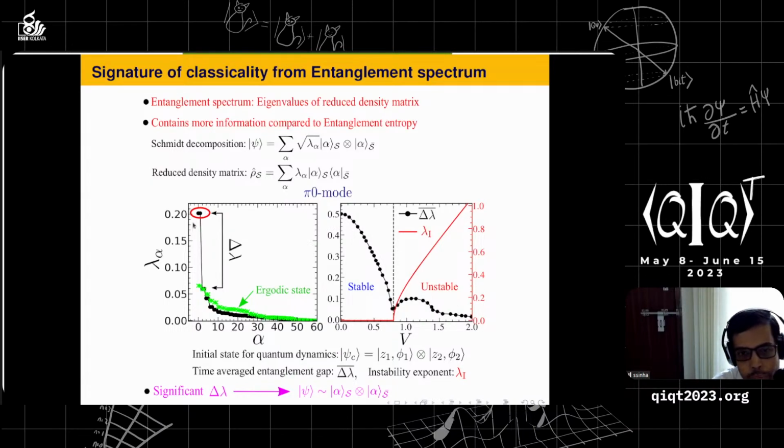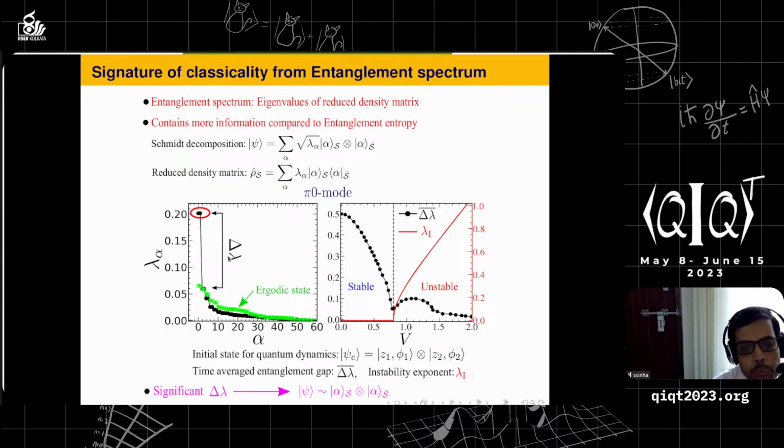We find that this entanglement spectrum can be separated into two parts. A few eigenvectors have a very large eigenvalue, whereas the others form a long tail in the entanglement spectrum. This long tail somewhat resembles the ergodic states, whose entanglement spectrum follows the Marchenko-Pastur distribution, and this is in quite good agreement with that type of distribution. And there is a gap in between these two parts, a gap of the entanglement spectrum, delta lambda. So it turns out that this structure is always there for the underlying classicality.